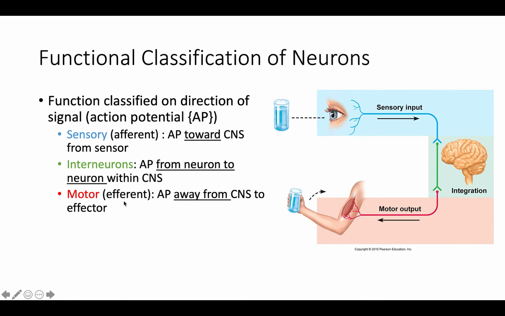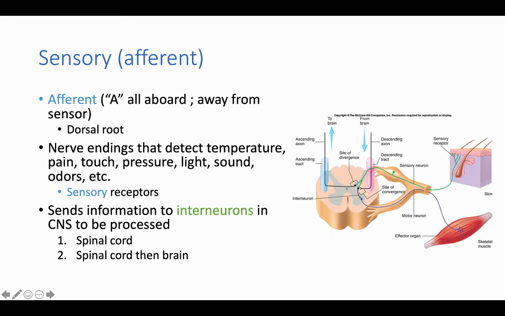So the motor neuron is going to carry the action potential away from the central nervous system toward the effector. Okay, so get that straight. Practice your afferent, efferent pathways, because this is important when we're talking about the nervous system and afferent versus efferent neurons. And we'll keep reiterating that throughout this lecture as well. So sensory or afferent neurons, we can think of afferent as A for all aboard, away from the sensor. So all aboard, onward, go toward the interneuron.